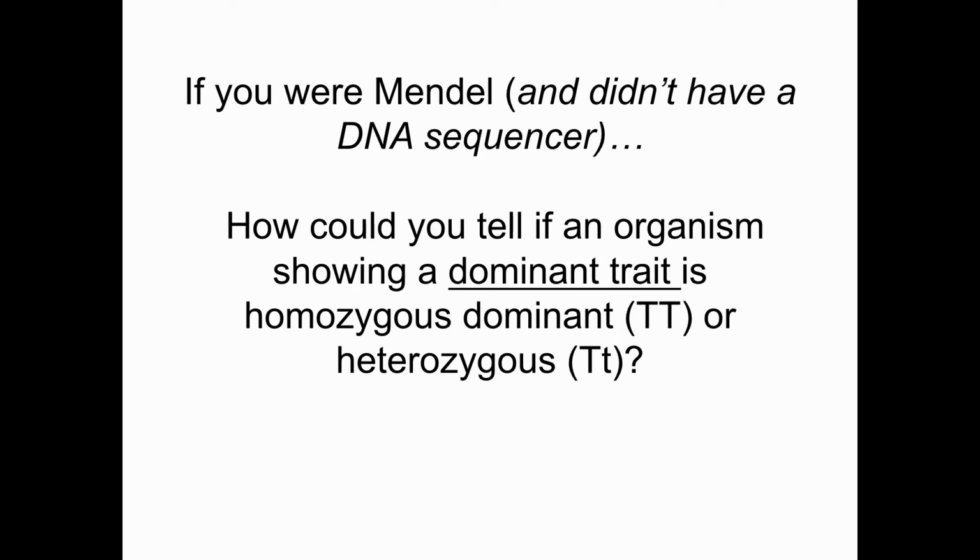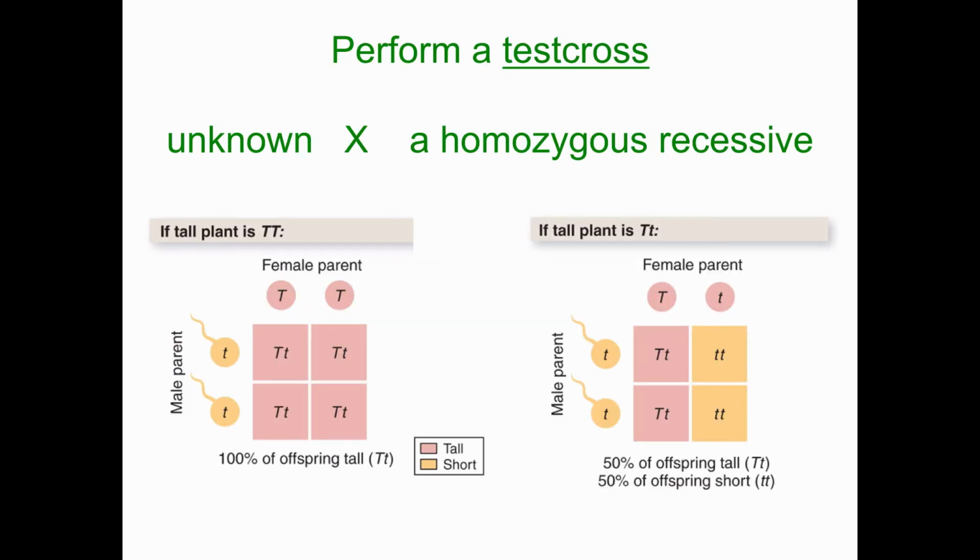If we have an organism that's showing us a dominant trait, we can't tell by looking at it whether it's homozygous dominant or heterozygous, because you only need one of those big T's to show the trait in this particular type of inheritance. So you might say, well, if I could cross it with something I know for sure. So that's what you do. You form a test cross.